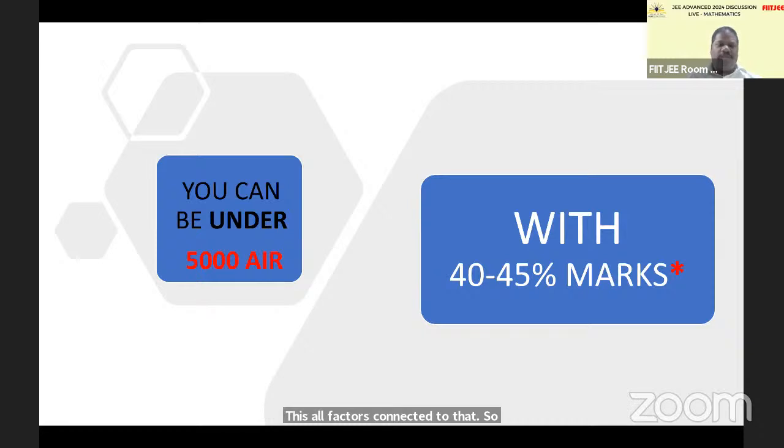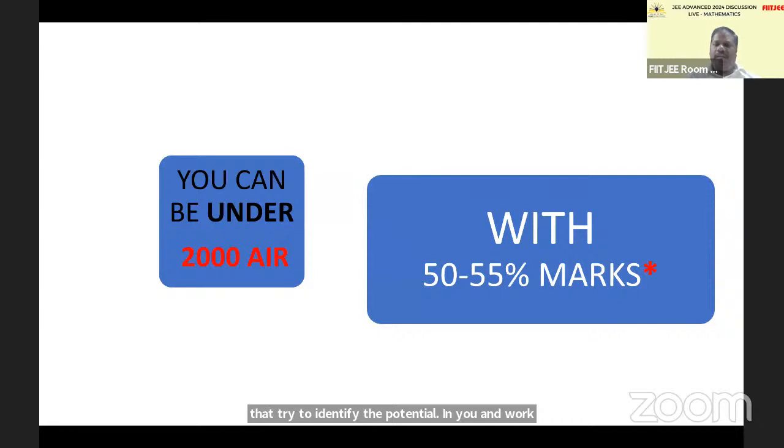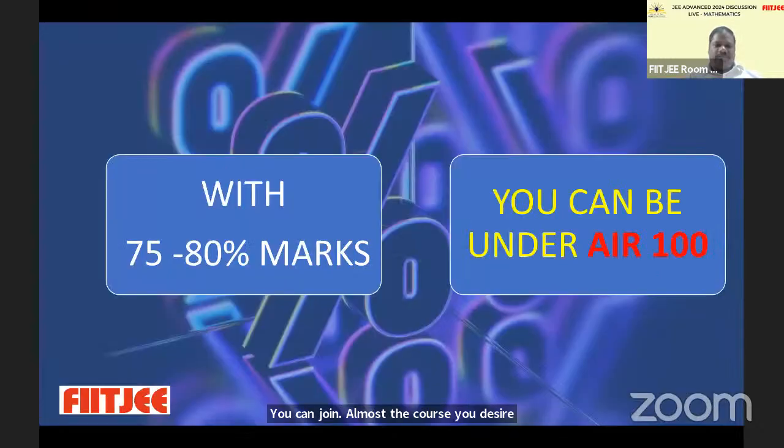Try to identify the potential in you and work within that. So again, 50 to 55% marks gives you a 2,000 rank, and I think a 2,000 rank is tremendous. You can join almost the course you desire. This is one of the dreams if you want to do that. 75 to 85% marks gives an All India rank of 100. Probably one of the best things to be achieved in JEE Advanced rank exams.